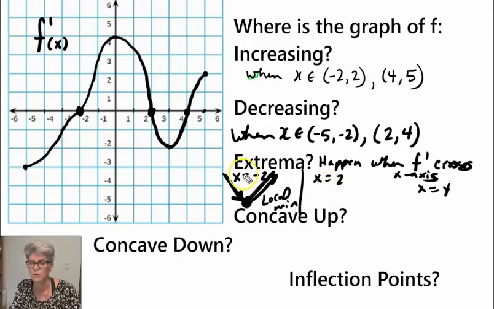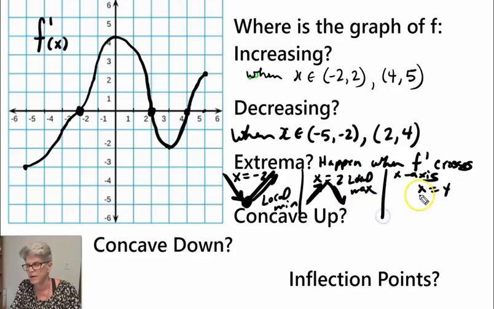Now what happens at x equals 2? At x equals 2, the graph of f prime just to the left of 2 is above the x-axis, so the graph of f is increasing just to the left of x equals 2. The graph of f prime is below the x-axis just to the right of 2, and so the graph of f is decreasing just to the right of 2. And so at x equals 2, we're going to have this top of the hill, a local max.